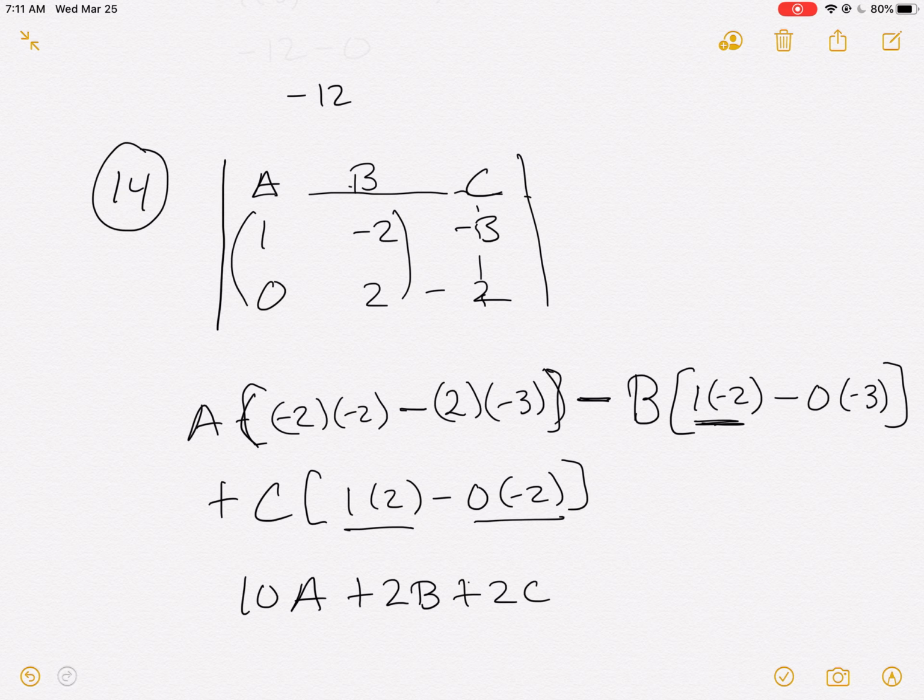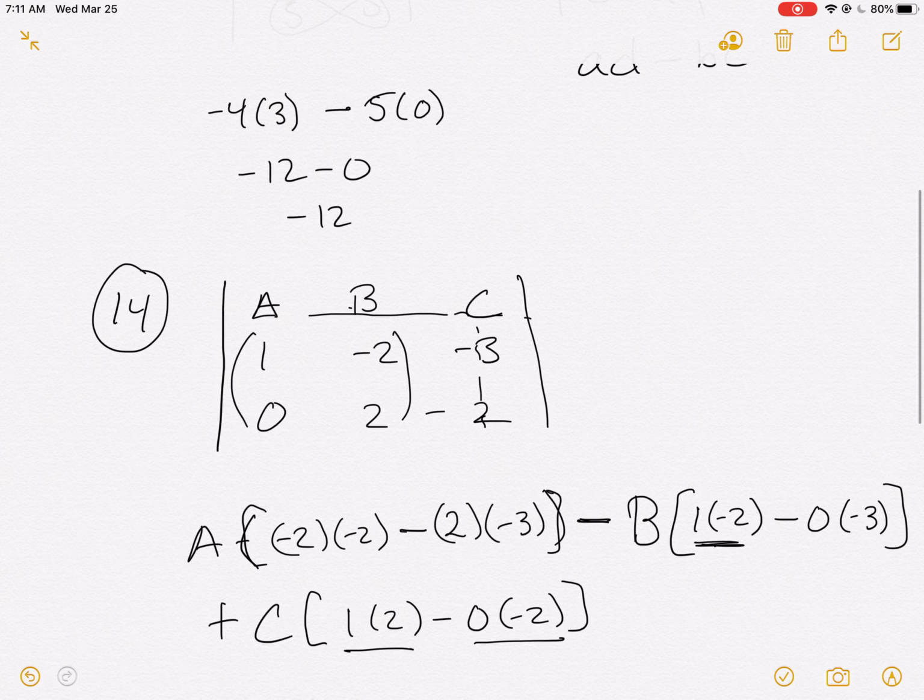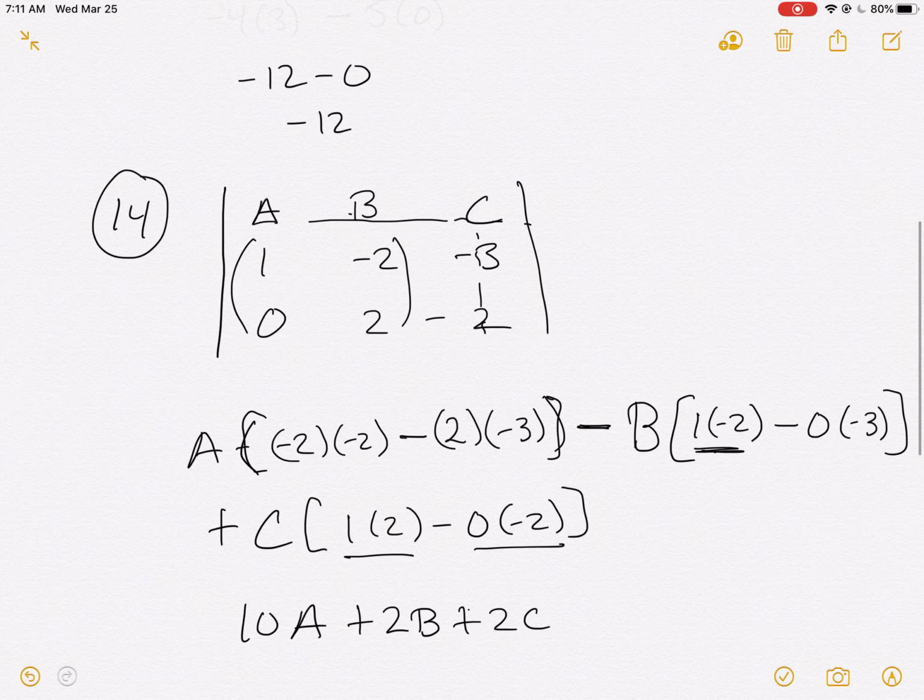That's how we're going to find determinants of matrices, and that's really what allows us to find the cross product, as you'll see in the very next example.